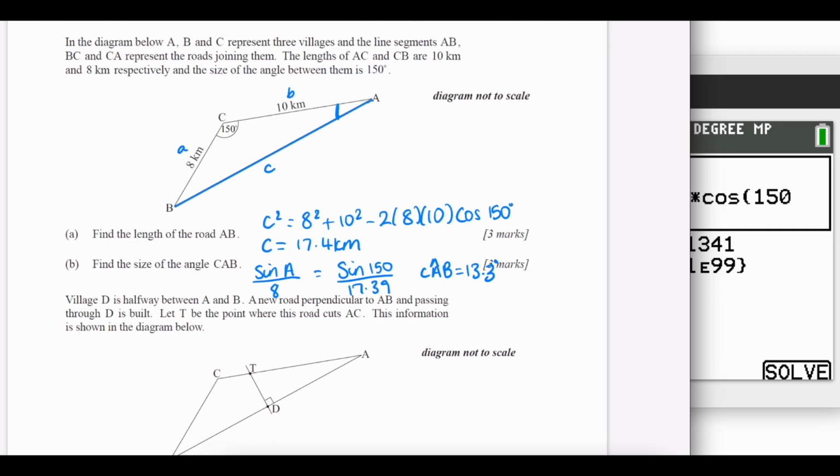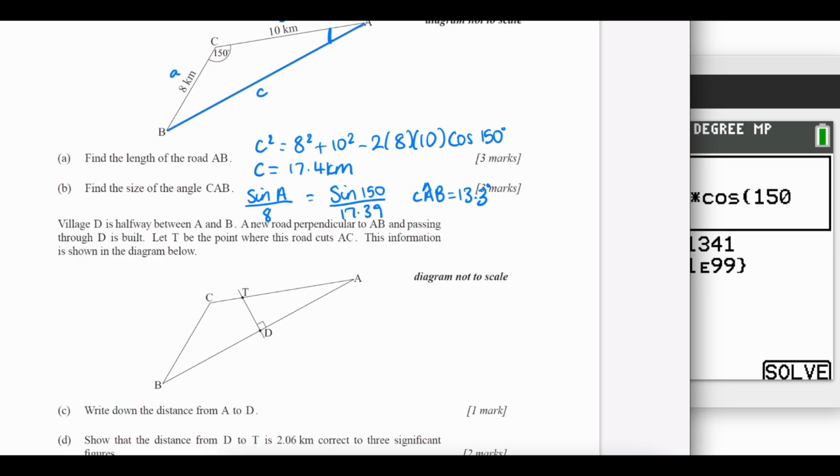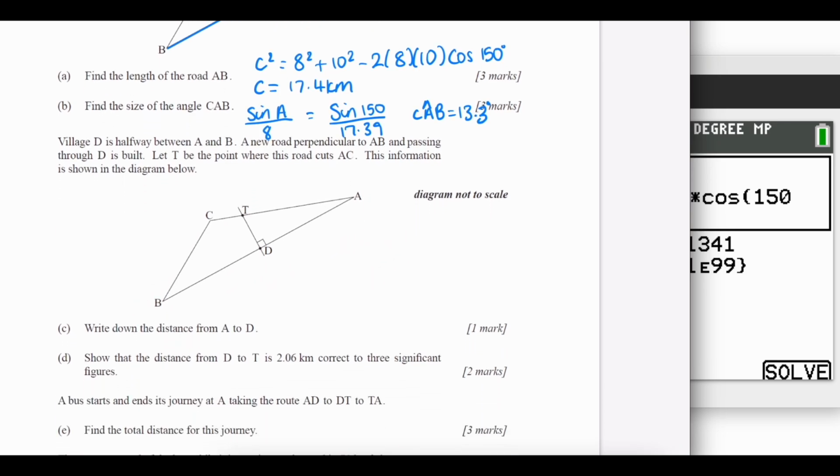Now it says that village D is halfway between A and B. Okay, so on my diagram it looks about here. And a new road perpendicular to AB passing through D is built, and they've drawn that for us just here. So we now need to write down the distance from A to D. So the distance from A to D is this bit here.